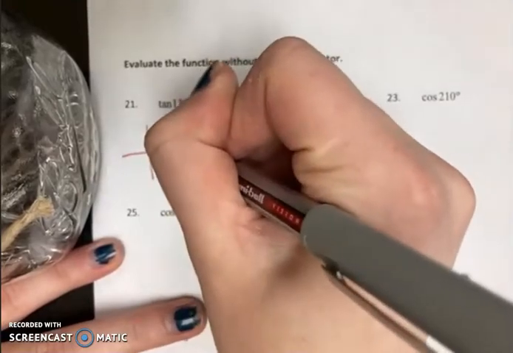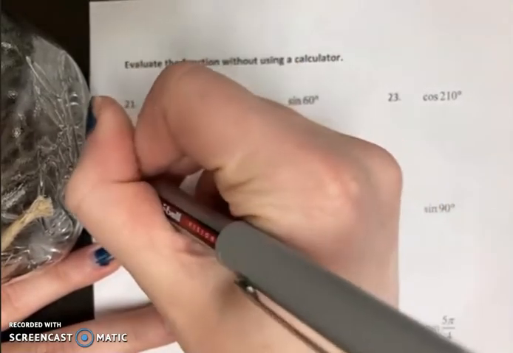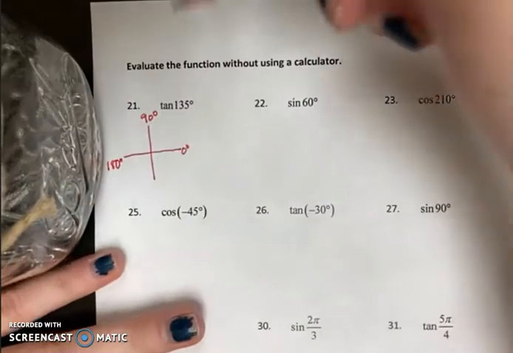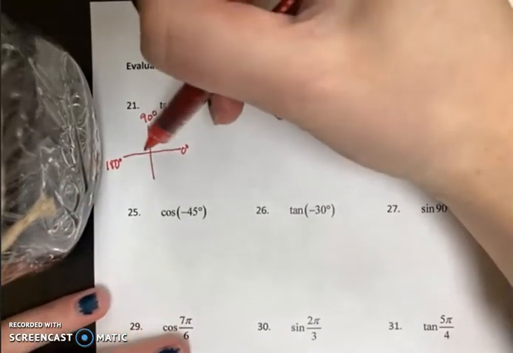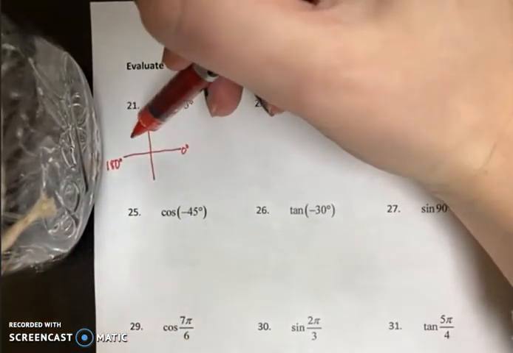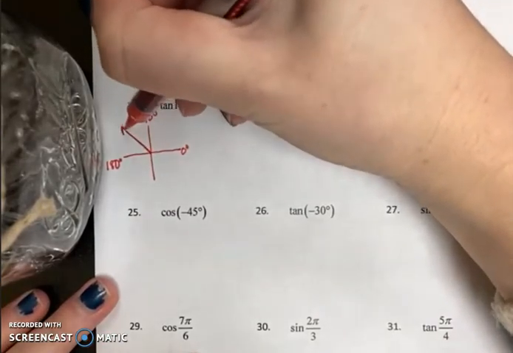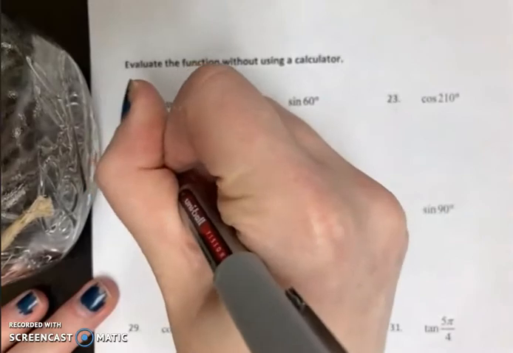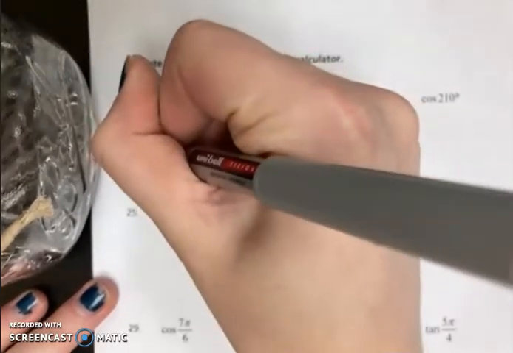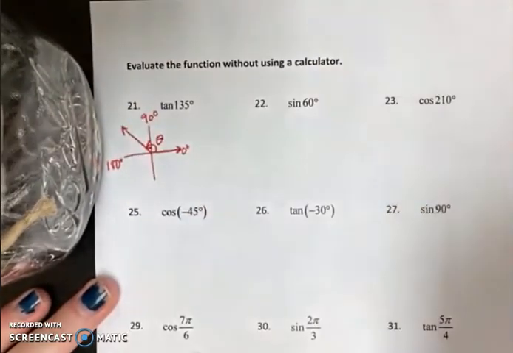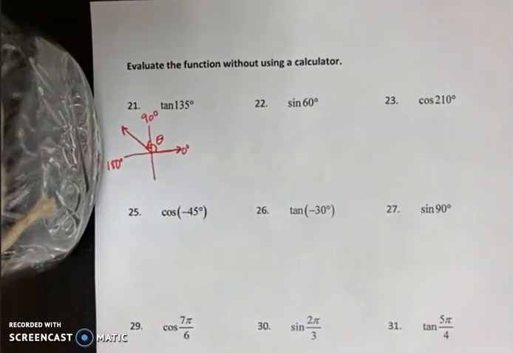Okay, so here's 0, here's 90, here's 180. I know that 135 is exactly halfway between 90 and 180. So I'm just going to draw this terminal side right here, and here's my initial side. That's my positive theta. There's a couple ways you could see this.